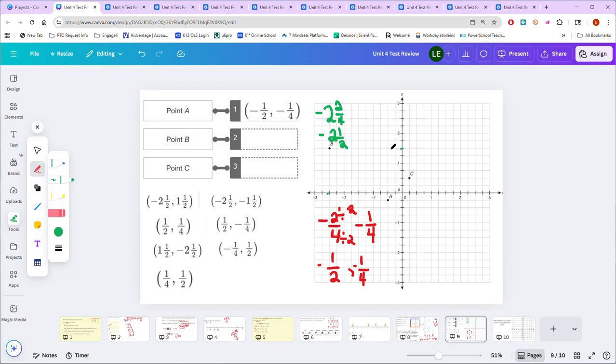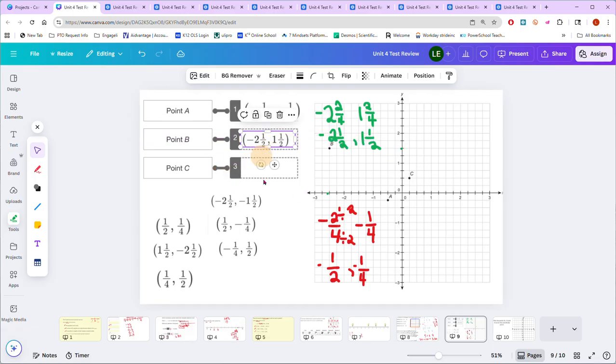And then I have to go to this one right here. It's going up, so it's going to be positive 1 and then 1/4, 2/4. So 1 and 2/4. And we remember again that 2/4 is the same as 1/2. So 1 and 1/2. So I'm going to look for a negative 2.5 and a positive 1.5. And so that would be my point B.